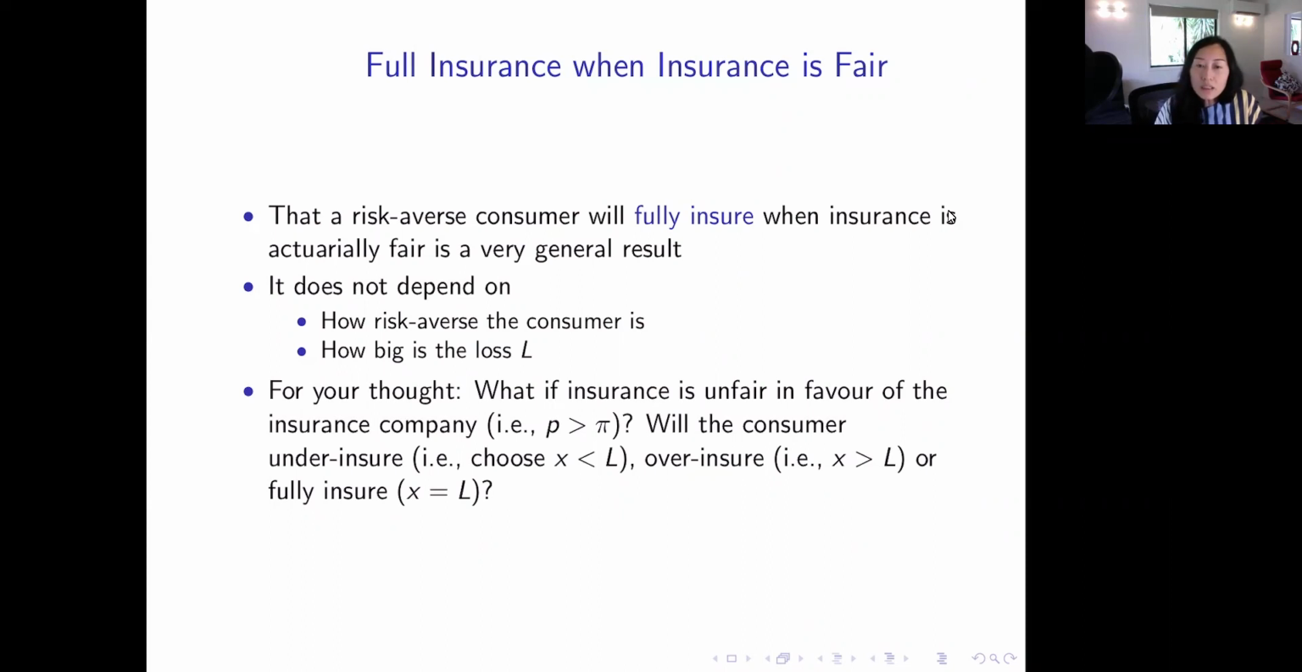For your thought, what if the insurance is unfair in favor of the insurance company, or when the cost of the insurance per unit is actually higher than the probability of accident to occur? Will the consumer underinsure or choose X less than the amount of loss, or would they choose to over-insure, X greater than the amount of loss, or fully insure when they choose the level of coverage equal to exactly the amount of loss that would have cost them if there is an accident? It's something for you to think about.